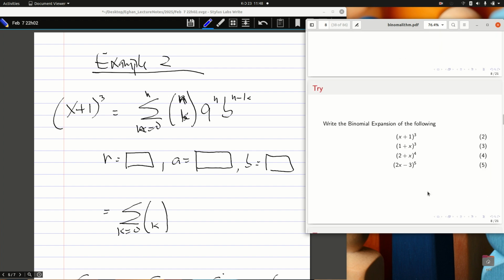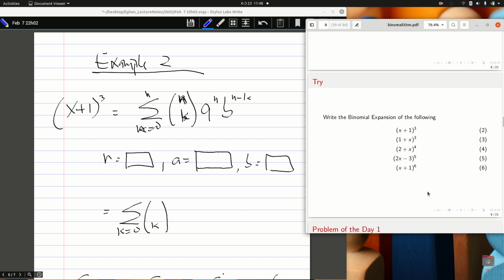In the second example, I have slide 8. There are 5 trials. You want to choose one of it and then just check the answer. For simplicity's sake, I'll choose the first one. I'll choose the first one to help you out.